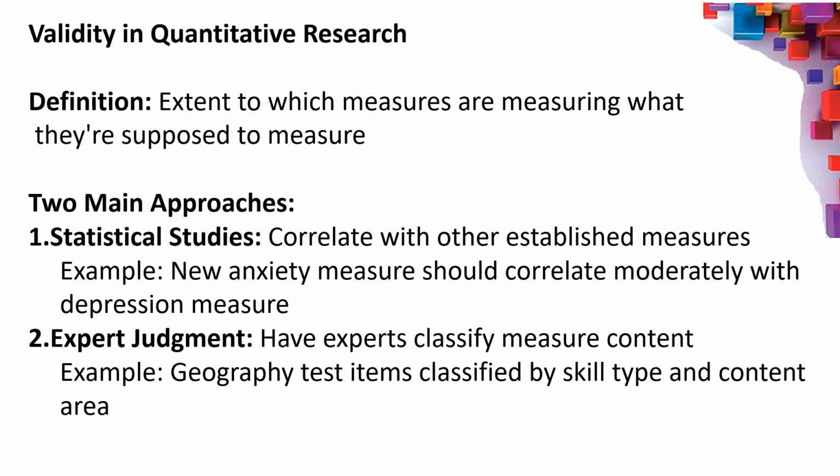Validity is about whether your measure actually captures what you think it captures. If you're measuring anxiety, does your instrument really measure anxiety or something else? Statistical approaches compare your measure with established measures. If theories predict relationships, you should see them. Expert judgment involves having knowledgeable people evaluate whether your items really represent the construct you're trying to measure.